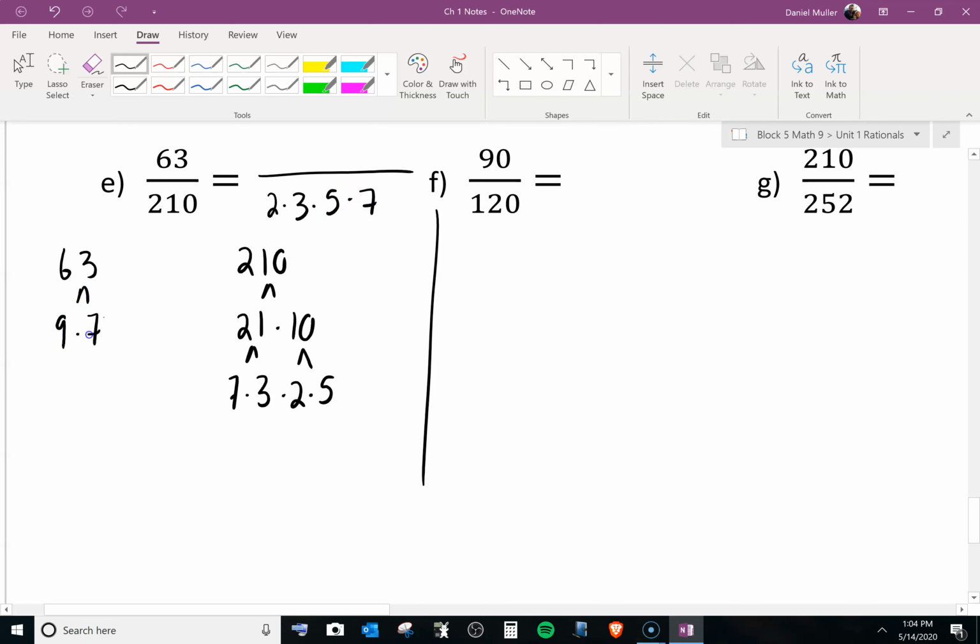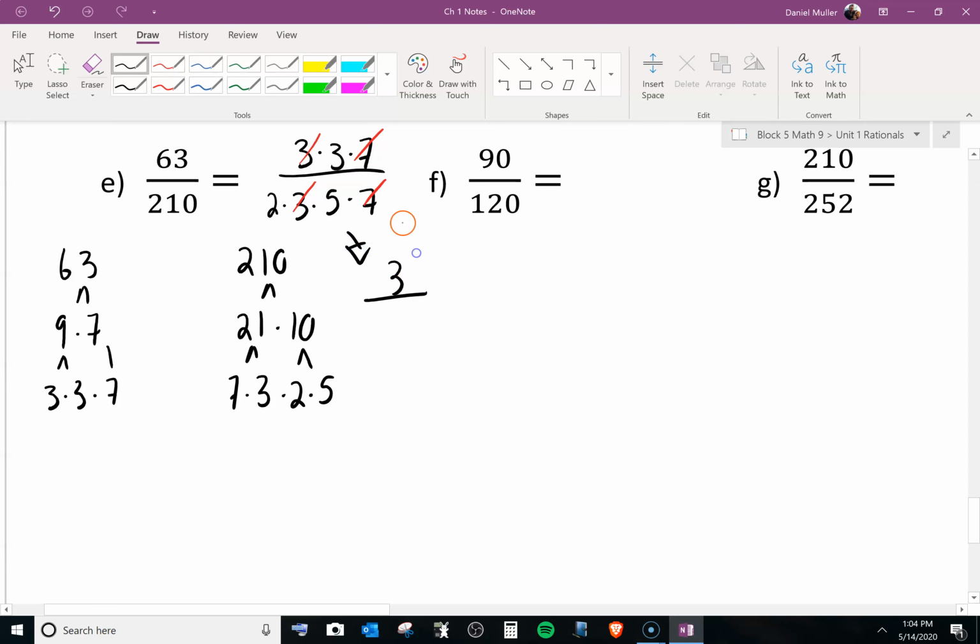63 is 9 times 7. And 9 is 3 times 3. Carry down that 7. So I'm at 3 times 3 times 7. So there is a 3 on top and 3 on bottom, 7 on top, 7 on bottom. So I'm left with, and I've run out of room here, but maybe I'll write this down below. I've got a 3 on top, and then a 2 and a 5, which is a 10. So 3/10 is my final answer.